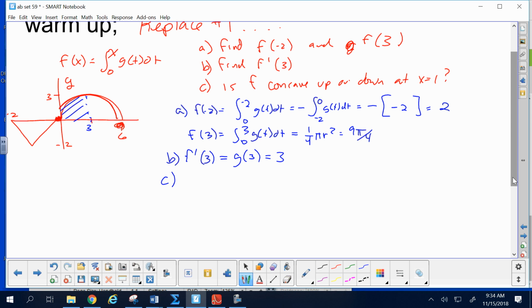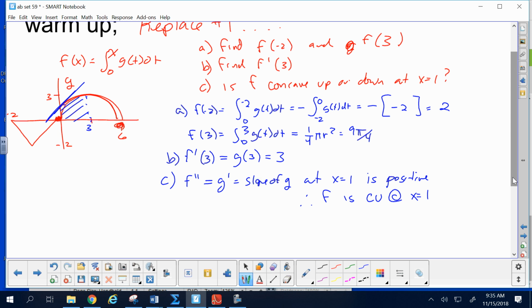Okay. C: is f concave up or concave down at x equal 1? My thought process goes like this. To determine concavity, I need the second derivative. F double prime is equivalent to what idea of g? You must connect to g. F double prime is the same as g prime, or the slope of the g graph. The slope of the g graph at x equal 1 is positive. Here's 1. It's definitely positive there. And so from that reasoning, I would conclude that f is concave up at x equal 1.